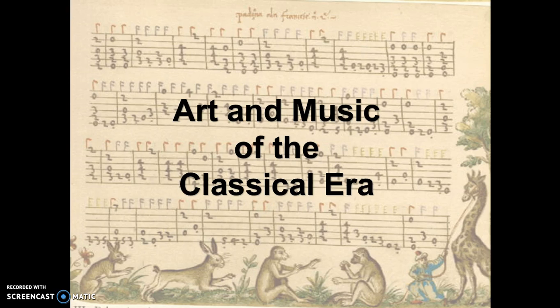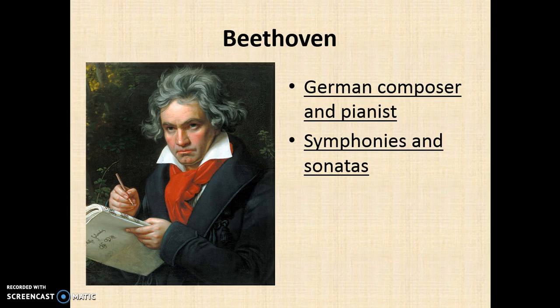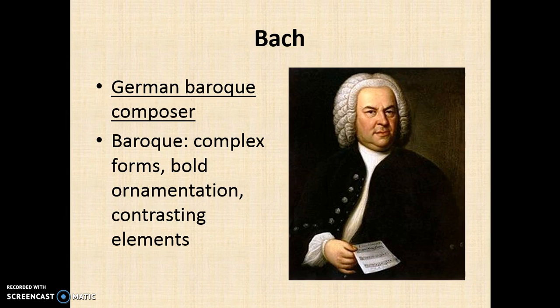And one last thing, we'll go over the art and the music of this era. Beethoven, who is a German composer and pianist, was a product of the Enlightenment era. He wrote symphonies and sonatas that are still very popular today. We have Bach, who is another German composer. He composed Baroque pieces. These are very bold and forceful pieces of music that were quite different for the time.